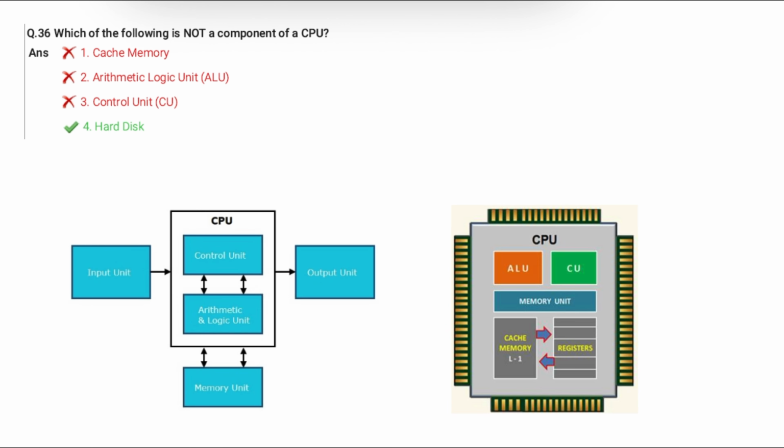Which of the following is not a component of the CPU? Not a component of the central processing unit of a computer. The CPU consists of the arithmetic logic unit, control unit, cache memory, and register memory, but not the hard disk. The correct answer is option 4. So the CPU contains the arithmetic logic unit, control unit, and memory unit, that is L1 cache memory and register memory. It doesn't contain a hard disk.